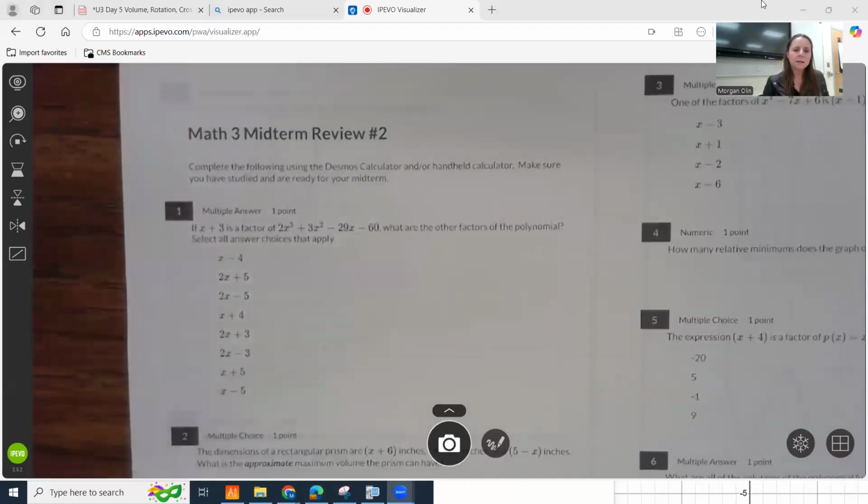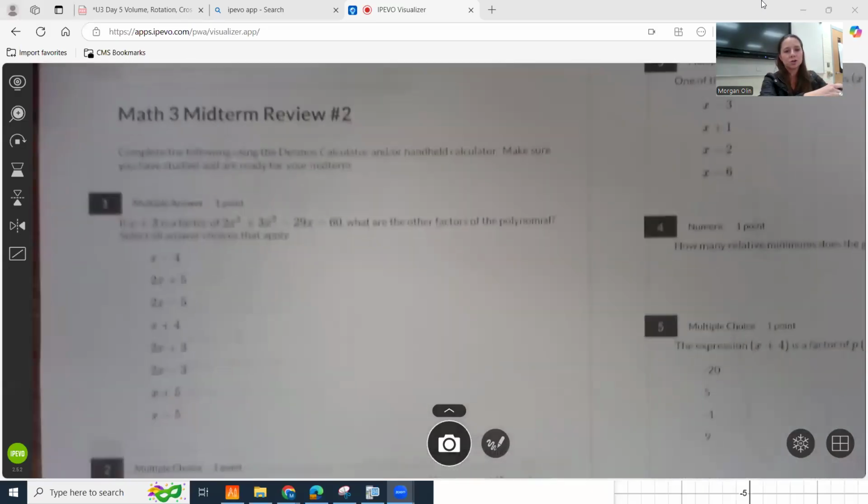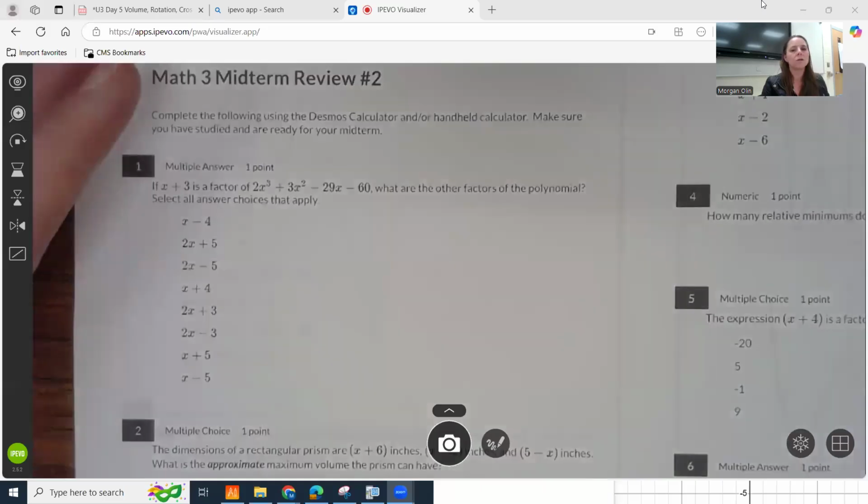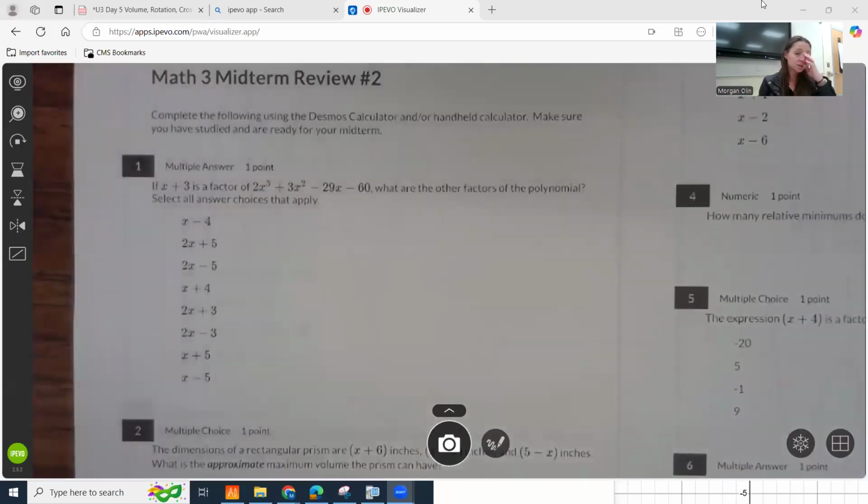All right, so this is the Canvas midterm review that is in Canvas. I'm going to show you some shortcuts and things on the calculator, Desmos, maybe even the handheld calculator, to be able to solve some of these problems, especially if you are struggling. So let's look at number one, and yours may be in a different order. So just find the questions that you are struggling with, that you were unable to answer in Canvas.